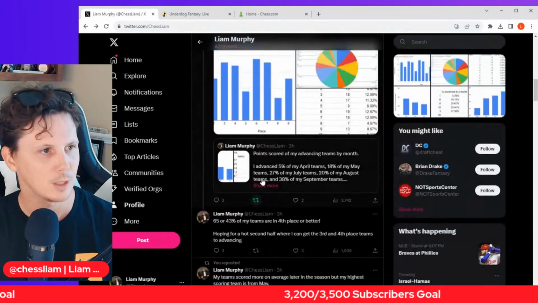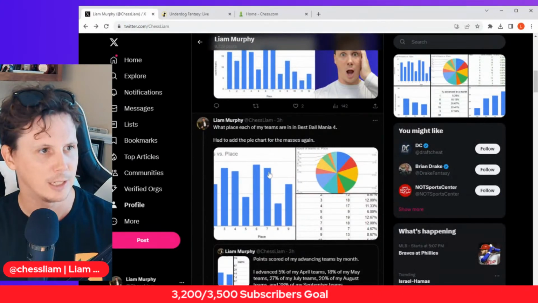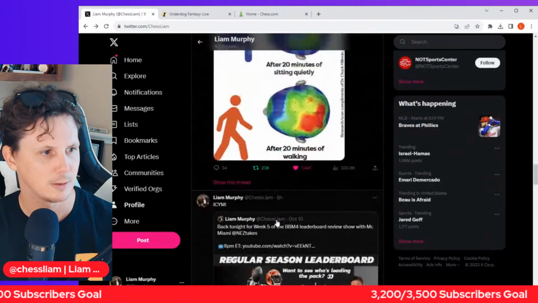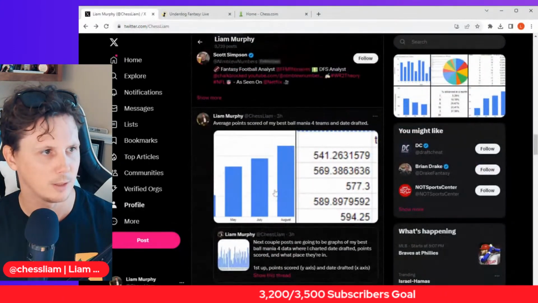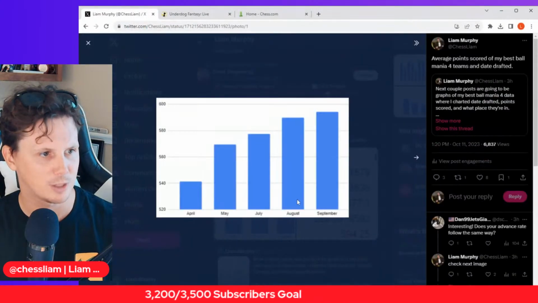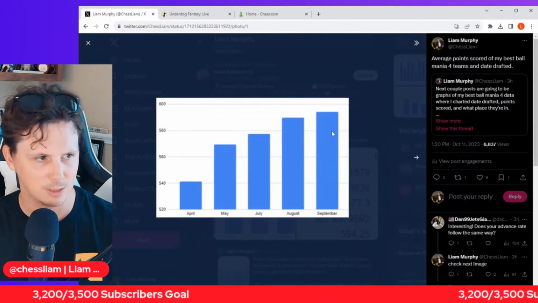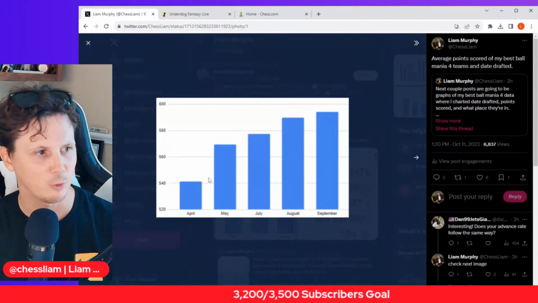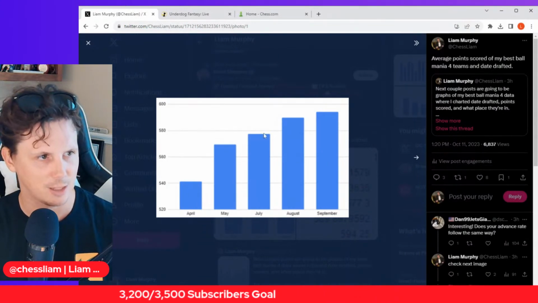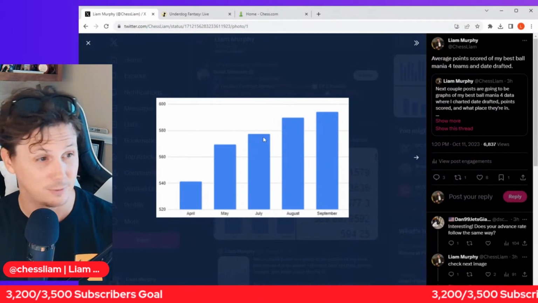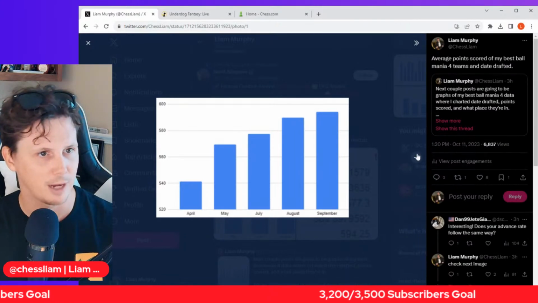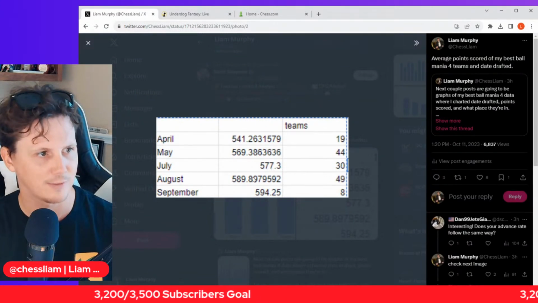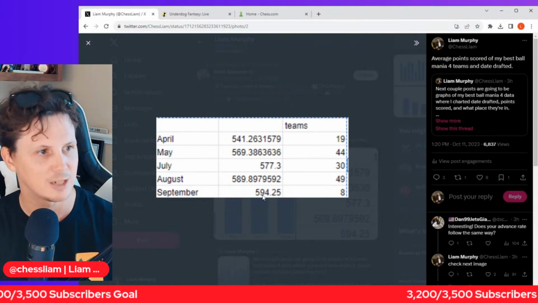And then this graph here is, let's do, no, that's not the second one. I thought I did this in order here. These are the average points scored of my Best Ball Mania teams, all of them. So in April, the average is 540. In May, the average is around 570. In July, 578 or so. August, 580 or so. Actually, I have the hard numbers here. April, 540. May, 570. July, 577. August, 590. And September, 594.